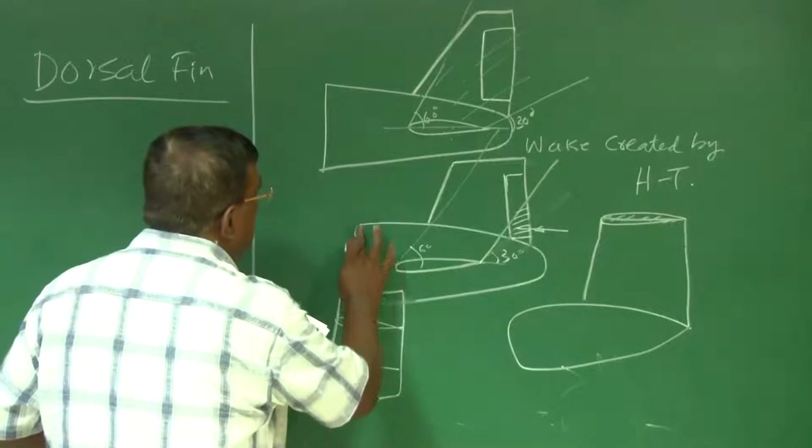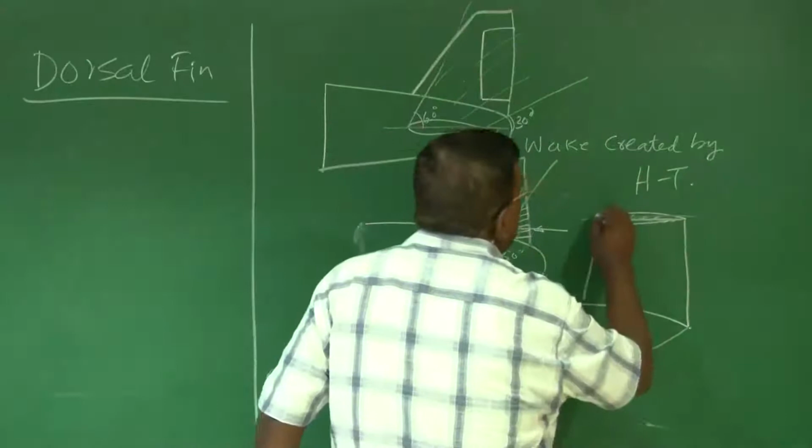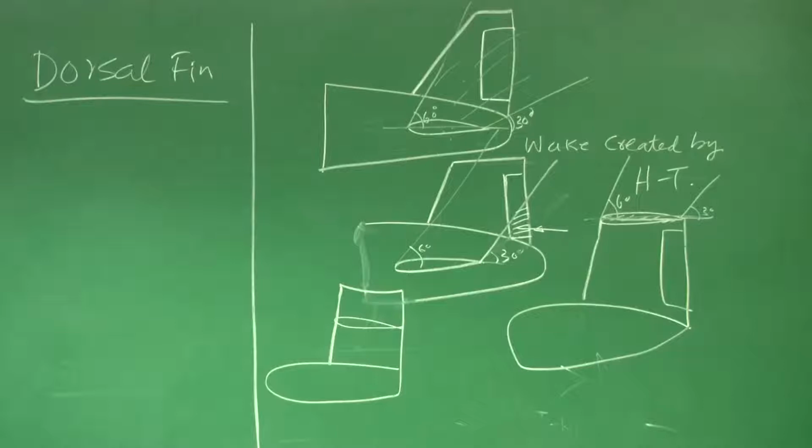The location of the T-tail is different. This is at the top, the conventional T-tail. I can put a T-tail here as well. Now you could see here, if I draw 60 degrees here and 30 degrees here, my rudder and vertical tail are out of the wake because of the horizontal tail. So it is very, very effective as far as the influence of the horizontal tail is concerned.